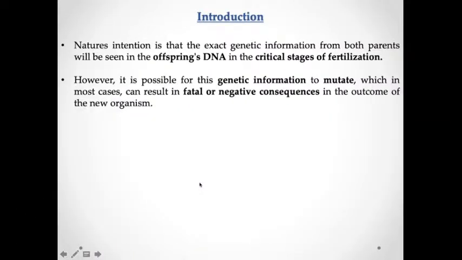So nature's intention is that the exact genetic information from both parents will be seen in the offspring, and then the critical stages of fertilization. However, it is possible for the genetic information to mutate, which in most cases can result in fatal or negative consequences in the outcome of the new organism.